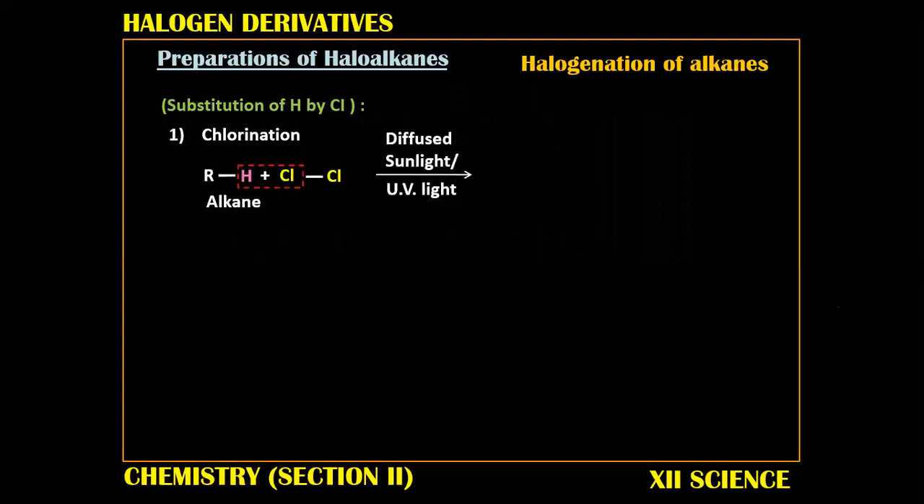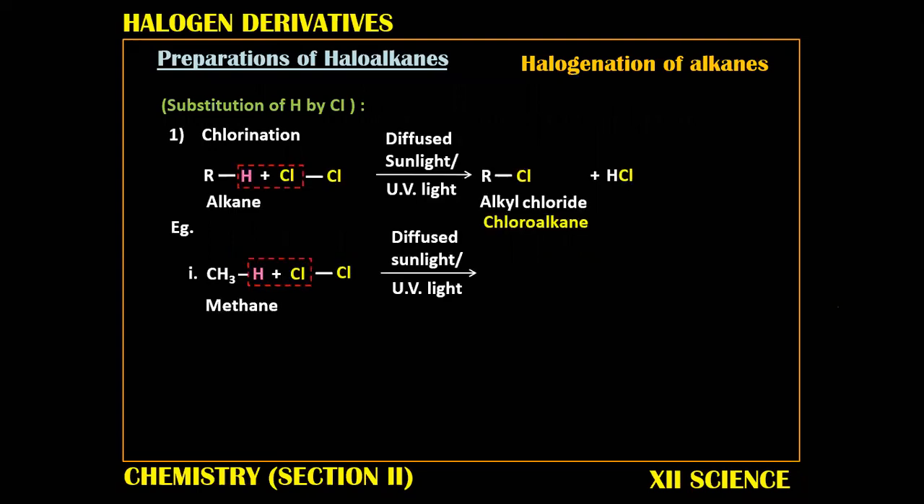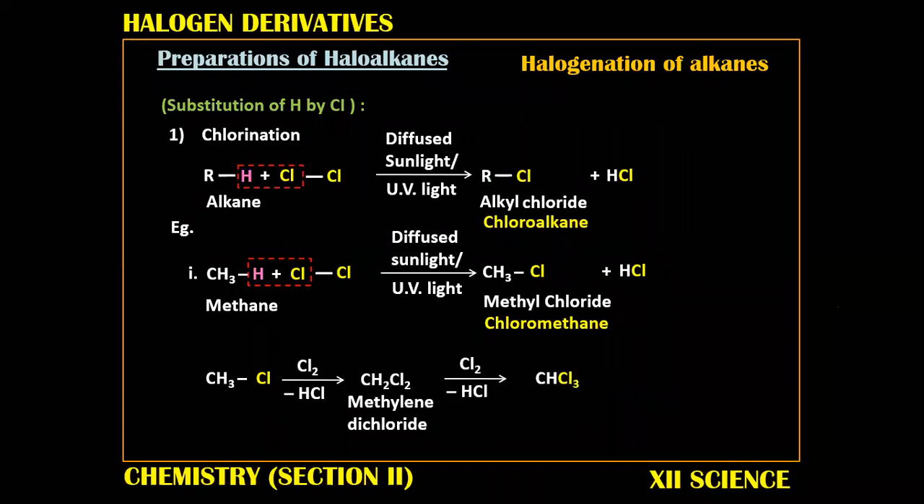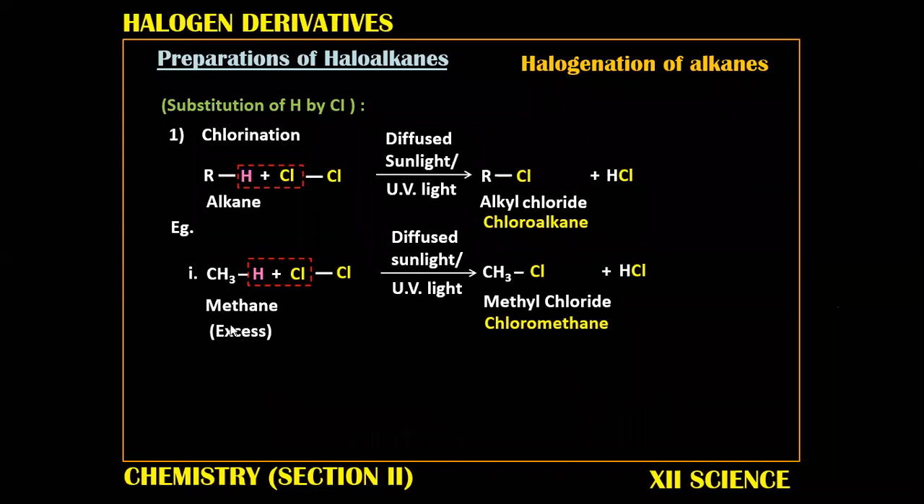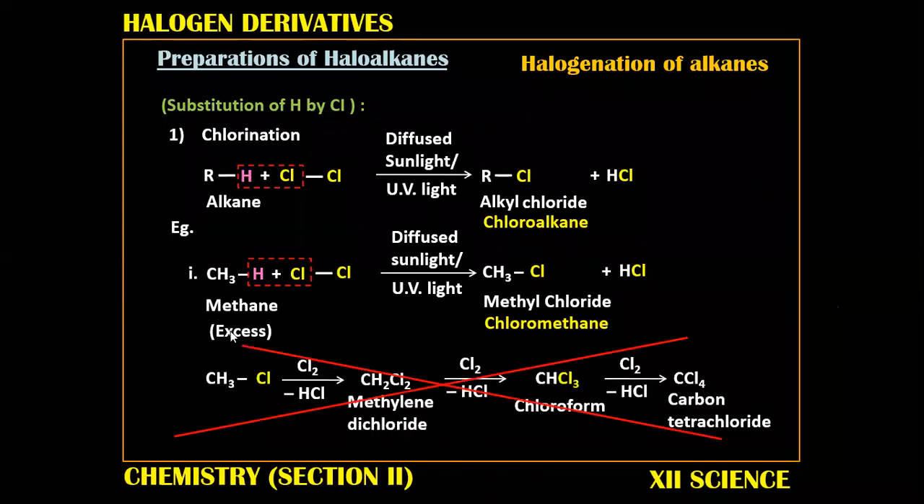Chlorination of methane. Methane on chlorination gives you methyl chloride. But as I told you, we have to write a note here that the reaction does not stop at methyl chloride. It gives you further di, tri and tetra substituted products also. So we get methylene dichloride, chloroform, carbon tetrachloride also. Then again we have to put a note that if we use methane in excess, then all these products are not formed. That means methyl chloride is a major product.